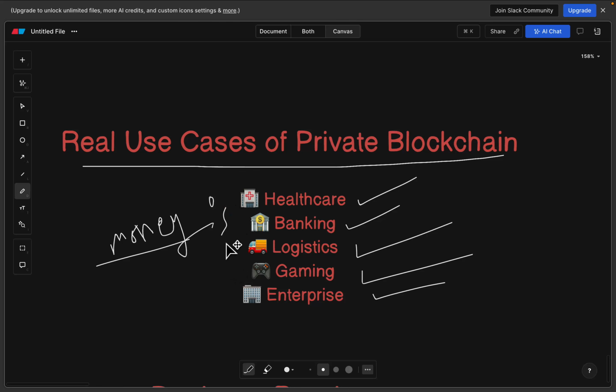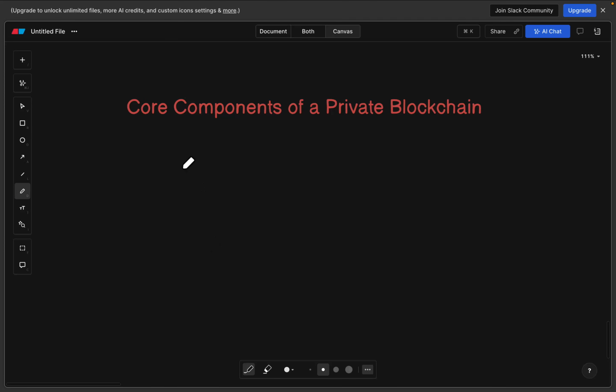Then comes the transaction. Whenever a user sends data or an asset, a transaction gets created. Before entering the blockchain, transactions are verified, and this verification can be done through a verifier node, because it's a private blockchain and the infrastructure is controlled.